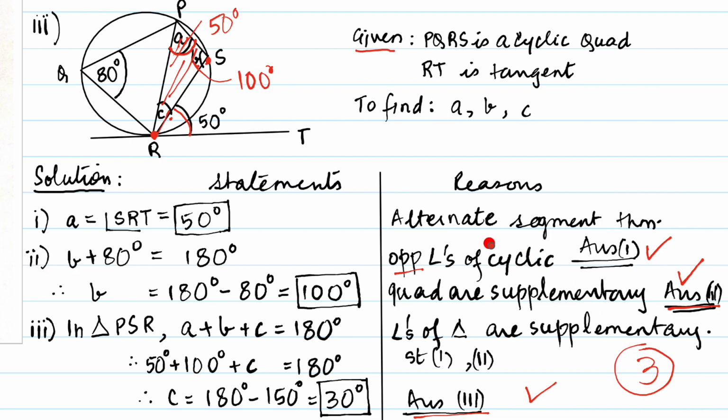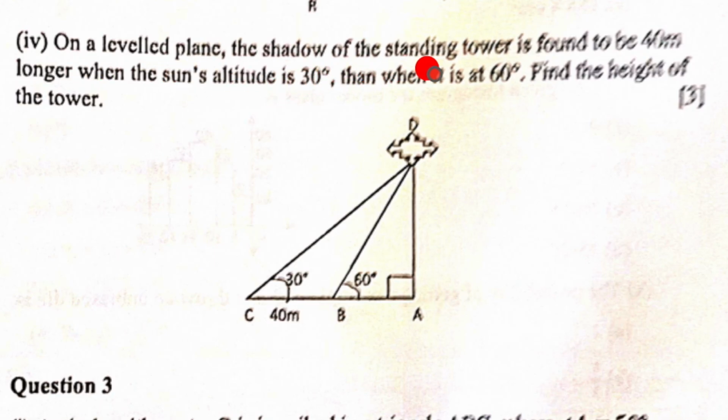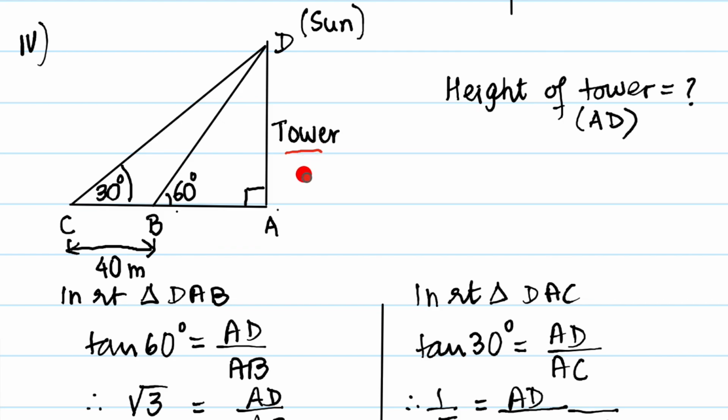Let's go to the fourth subpart. On a level plane, the shadow of the standing tower is found to be 40 meters longer when the sun's altitude is 30 degrees than when it is 60 degrees. Find the height of the tower. So we have this as the tower, and when the altitude is 30 degrees, the shadow is 40 meters longer. So let's draw the diagram here. Now this is our tower. This is your 40 meters. The shadow is going to be longer when the altitude is 30 degrees than with 60 degrees.